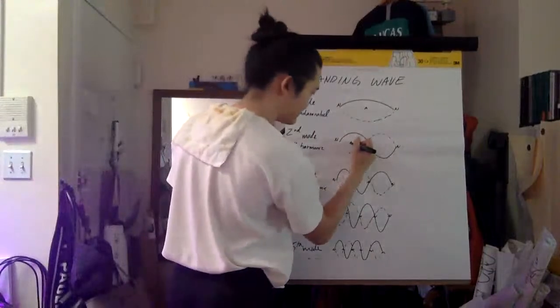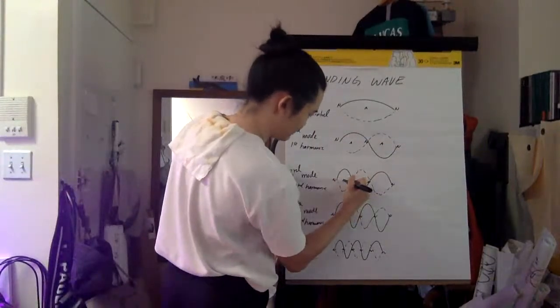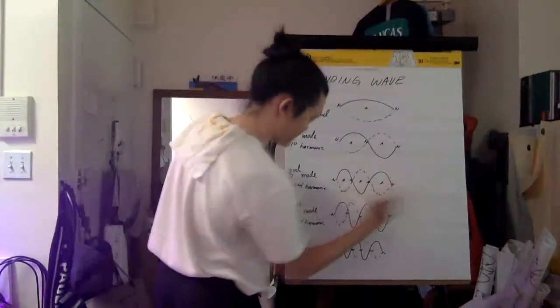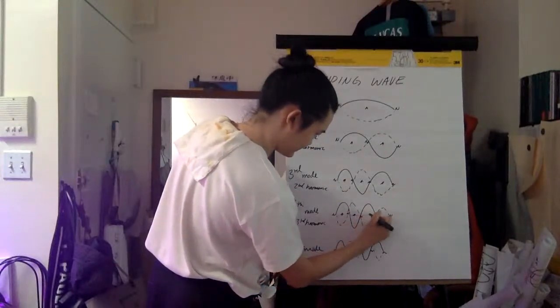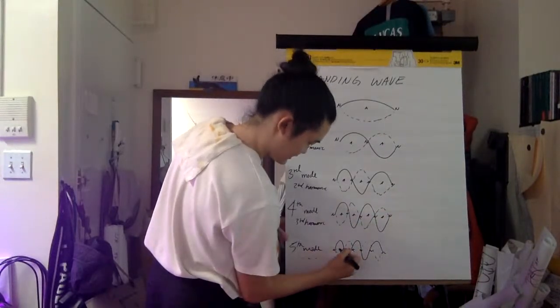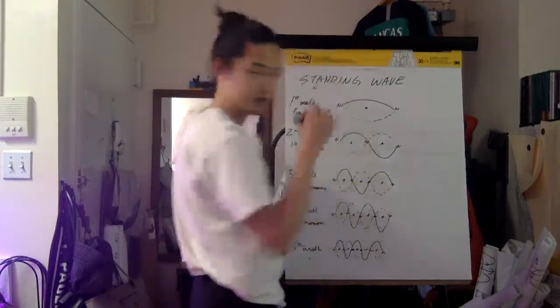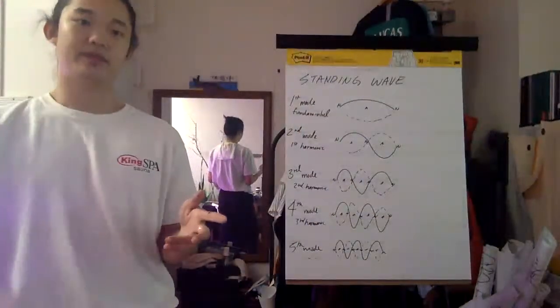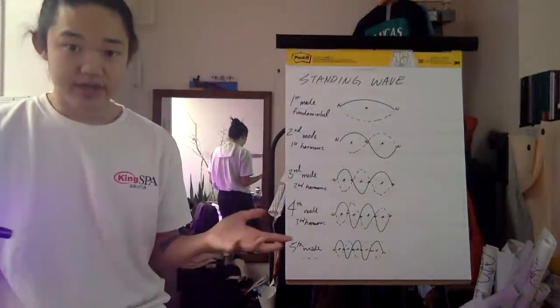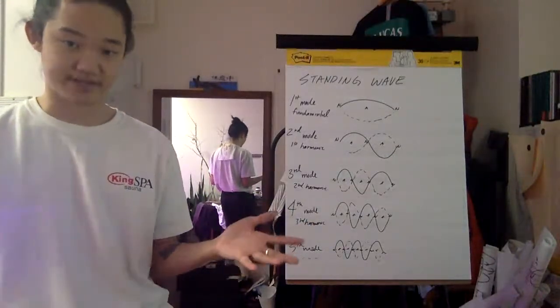And I have an antinode here and an antinode here. I have an antinode, antinode, antinode here. I have four antinodes here. And I have five antinodes here. Right? What's the rule here? The nth mode has n number of antinodes, right?